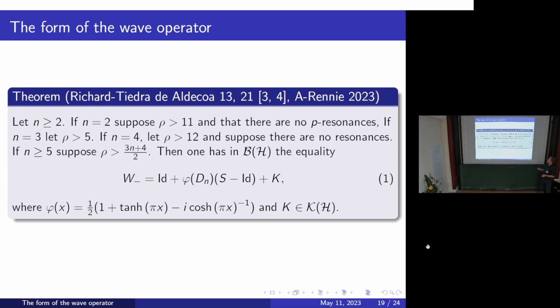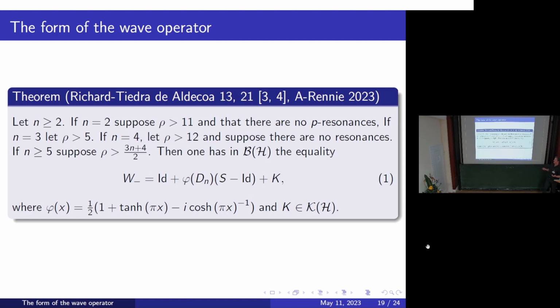Alright, so if n equals 2, we have to assume that there are no p resonances. And if n equals 4, we have to assume there are no resonances. But in n equals 3, we can handle the resonances in that case. So it seems that even dimensions cause problems here, but odd dimensions will cause problems later on.